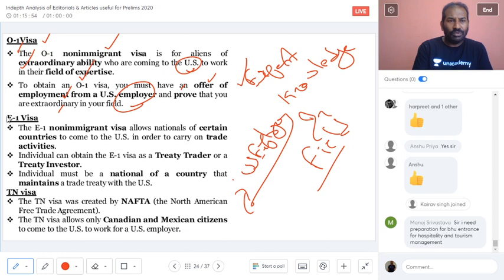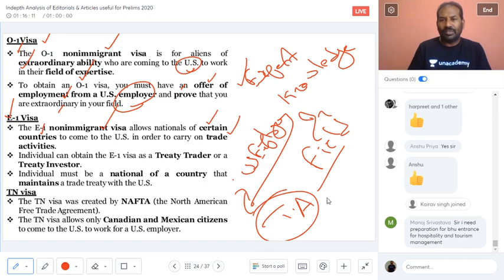And then you also have the E1 visa. This is also a non-immigrant visa, in regards to certain countries wherein they go ahead with trade activities. Please look at it. This is only in regards to trade activities, nothing to do with working, or skilled or semi-skilled, or students, or expert knowledge. It is exclusively for trade activities to take place.